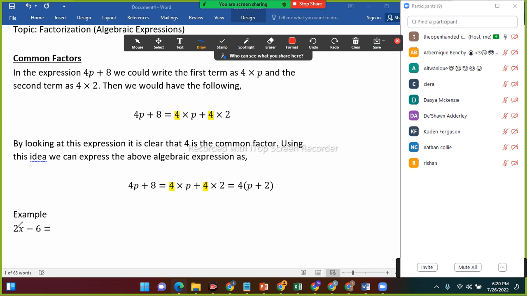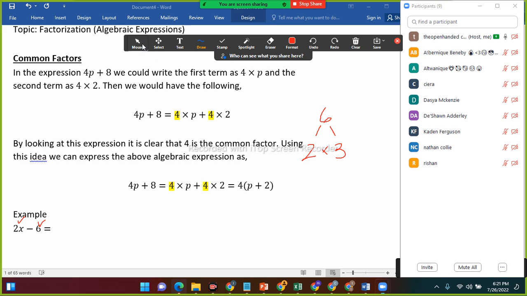So what's a common factor between 2x and 6? Just like how we were able to pull out the 4 for this one, what do you think is the common factor between 2x and 6? 2. 2, very good, because 6 can be written as 2 times 3. So that means that 2 is a part of this term, and 2 is also a part of this term.